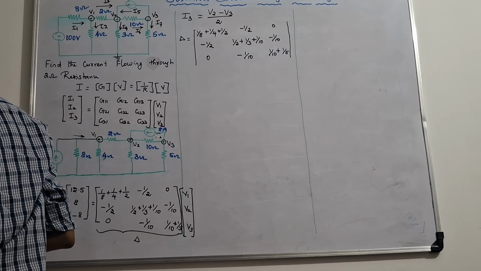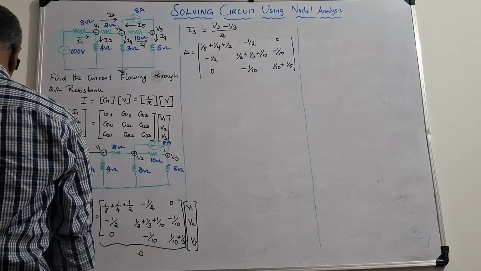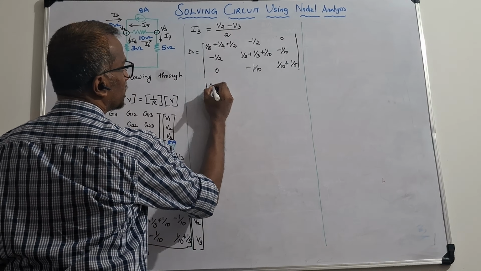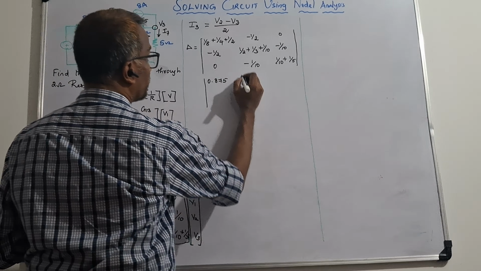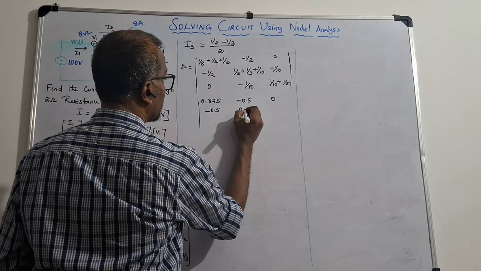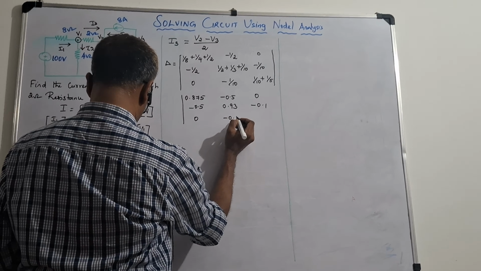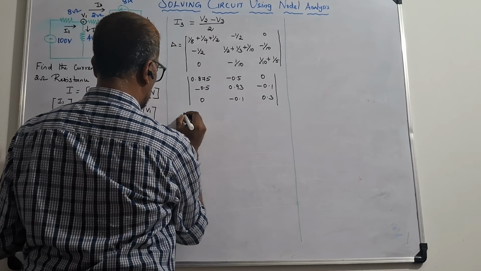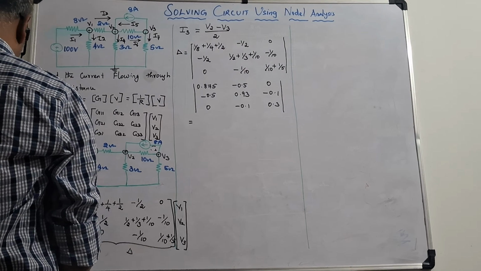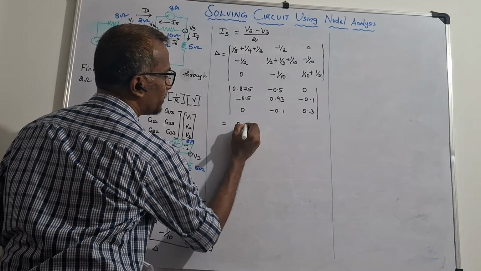So in this delta, I have already calculated the value of delta. So I am directly substituting those values. So you will get this value as 0.875, then minus 0.50, minus 0.5, then 0.93, minus 0.1, 0, minus 0.1, we will have 0.3. So the delta value, finally we will end up with the value of delta as 0.16. That value will be 0.16.